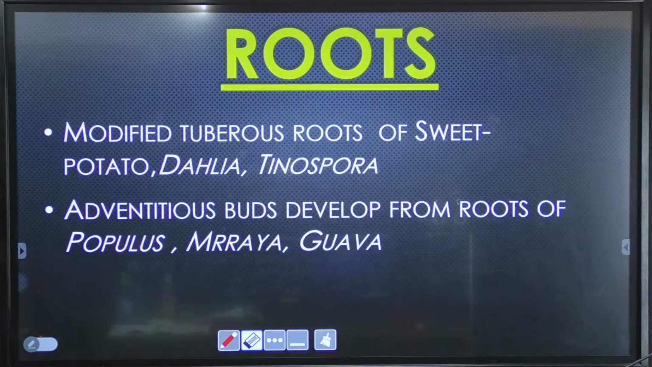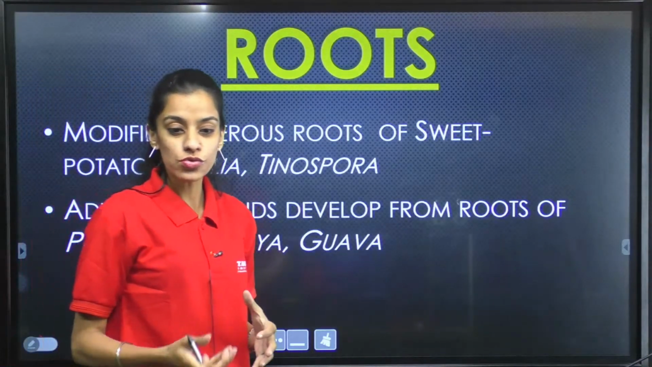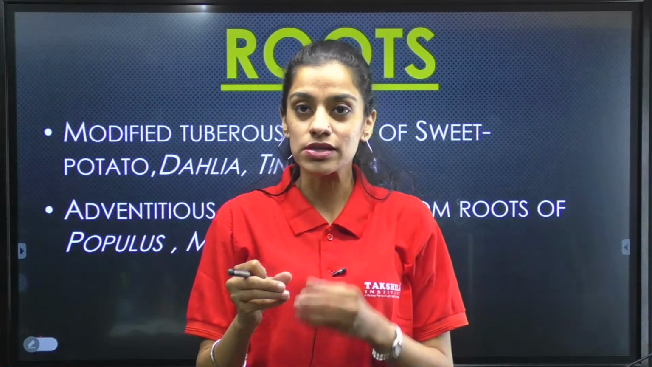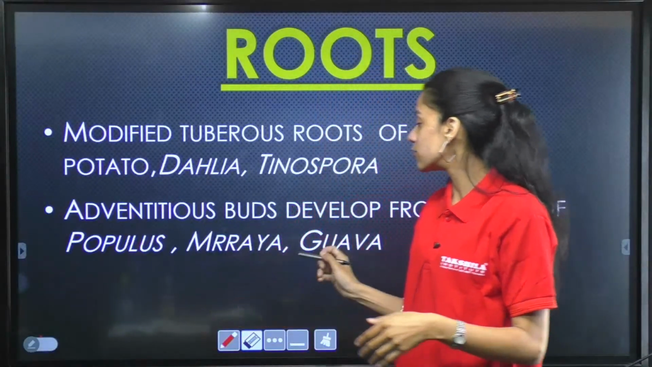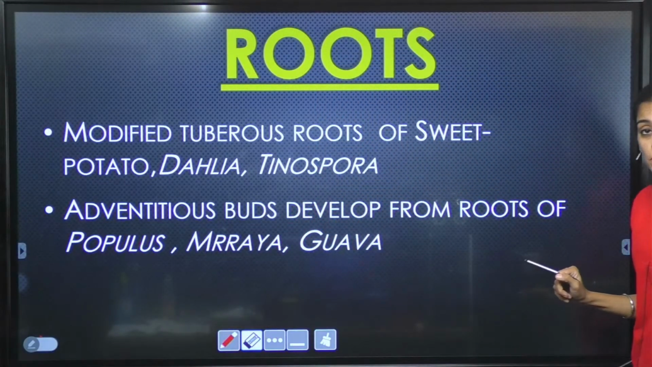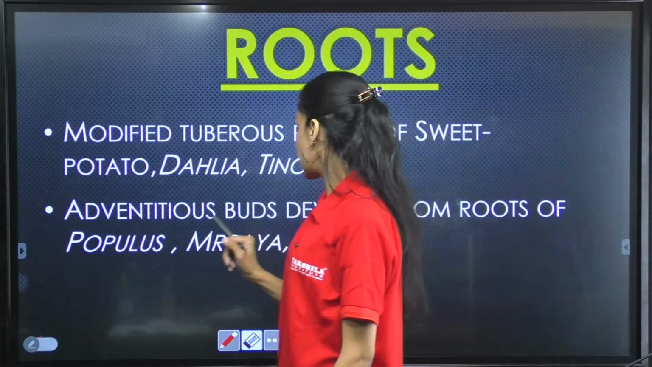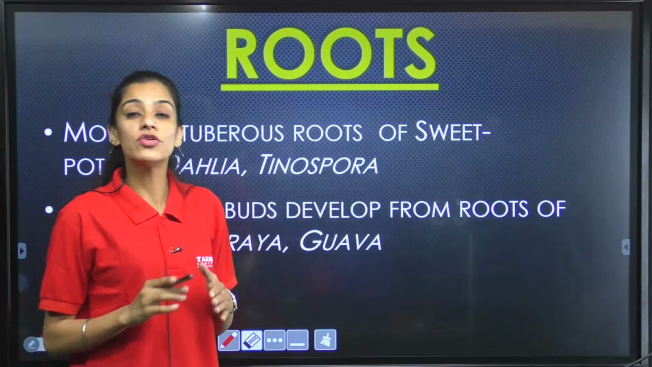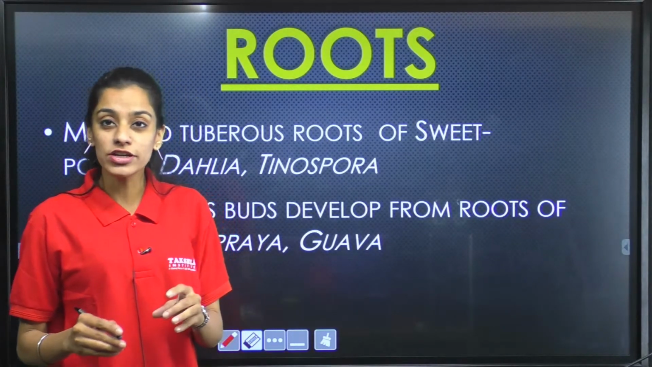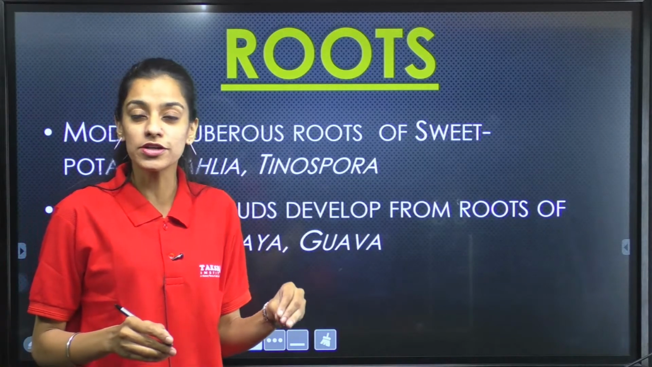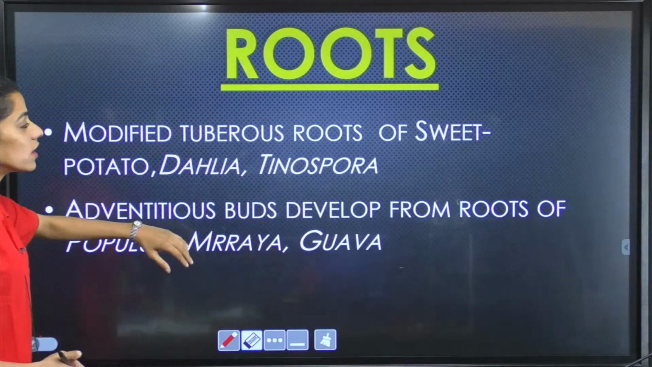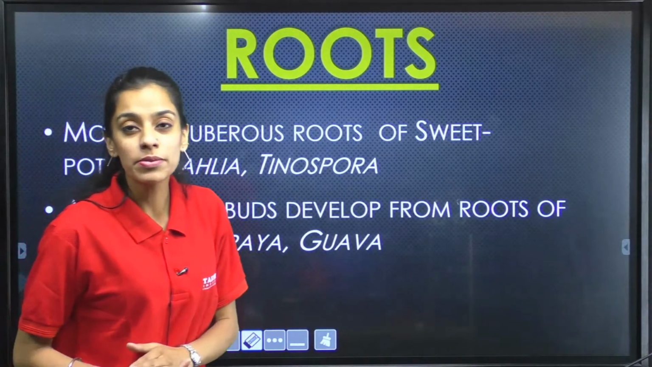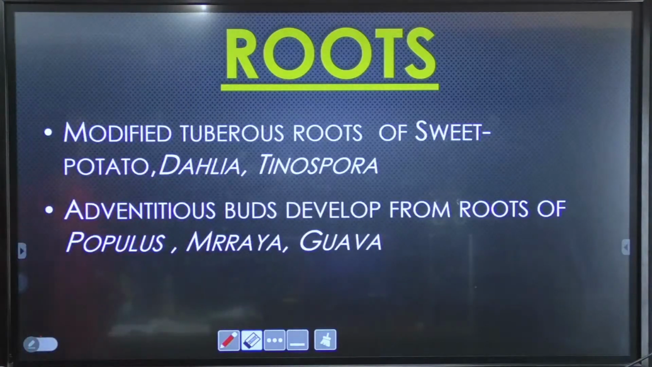Then is adventitious bud developing from roots. Somewhere you have the adventitious roots also, और उसमें कहीं ना कहीं पे you have the buds from where your shoot system जो है that develops, और branches जो है that develop. So adventitious buds develop from the roots of Populus, Murraya and guava. Right, so particularly guava के अंदर हमने देखा है कि you have the adventitious roots. If you grow them in the soil under optimum conditions, that will be forming a complete new organism. Right, so these are about the roots. Examples, do keep in mind the examples.